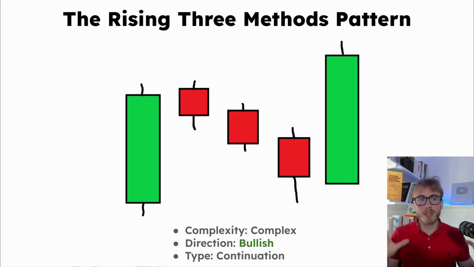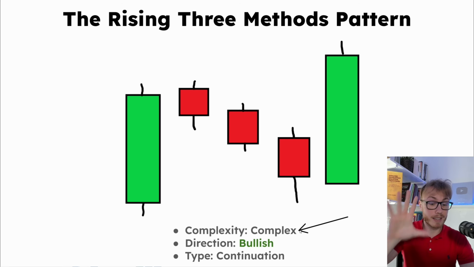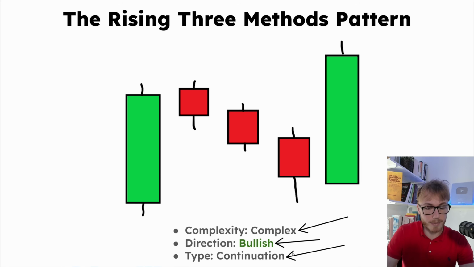Okay, so let's take a look at the rising 3 methods pattern. And as you guys can see, this right here is a pretty large pattern, so it's definitely a complex pattern because this one consists of 5 candlesticks. The direction of this pattern is bullish and the type here is continuation. So it's very important that before this pattern appears, we need to see an uptrend.